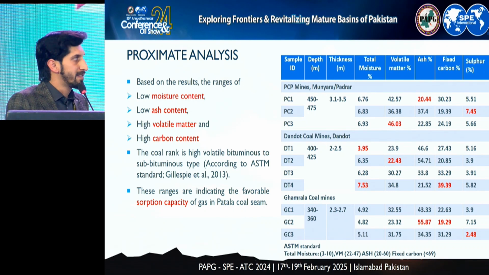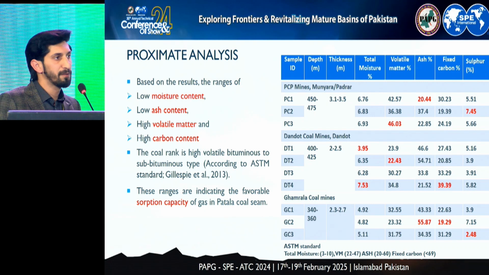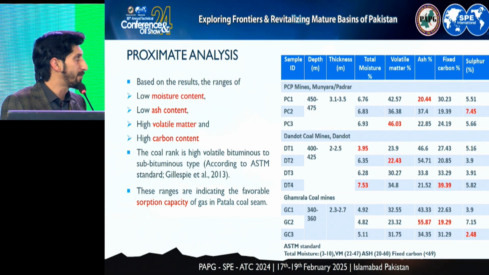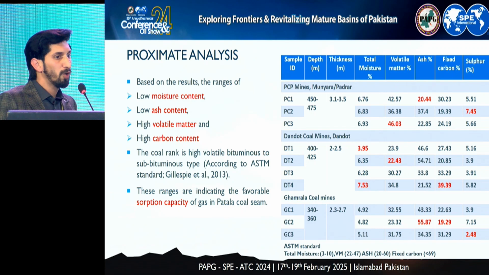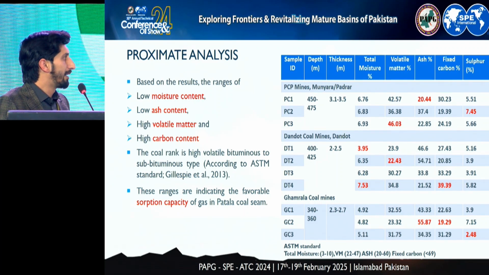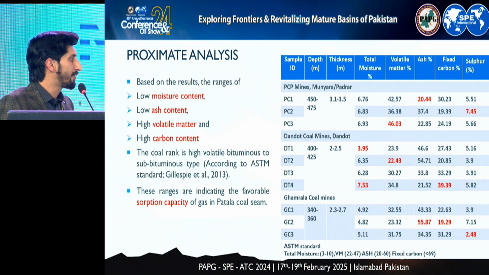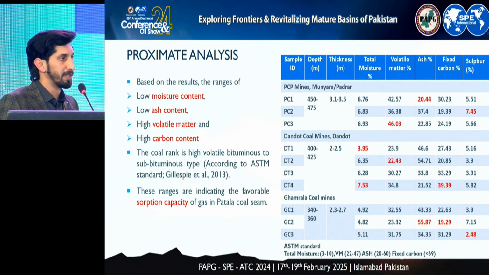In PCP mines, the coal depth ranges from 450 to 475 meters with a thickness of 3.1 to 3.5 meters. The Dundot coal mines coal is at the depth of 400 to 425 meters with a thickness of 2 to 2.5. The Gamrala coal mines coal is located at the depth of 340 to 360 meters with a thickness of 2.3 to 2.7 meters.